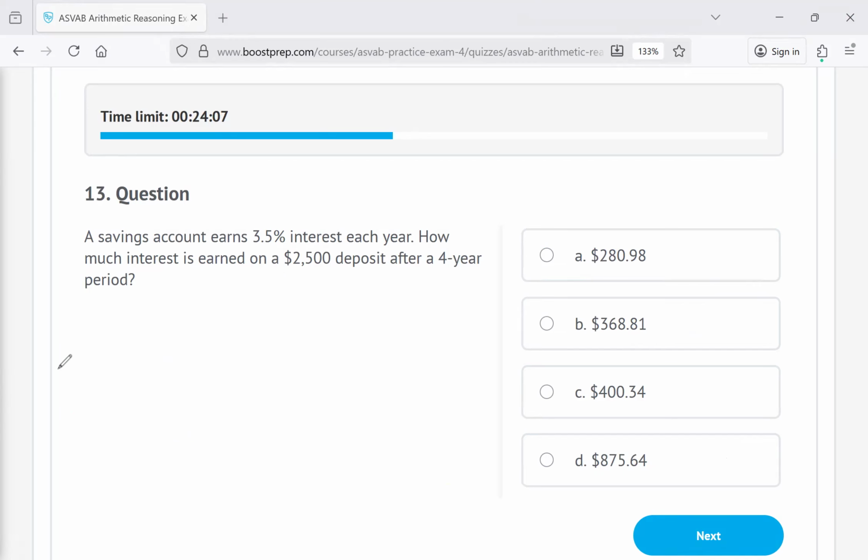Okay, so I'm going to 13. A savings account earns 3.5% interest each year. How much interest is earned on a $2,500 deposit after a 4-year period? So when I hear the word interest, you're going to use this special formula. You can use this formula.